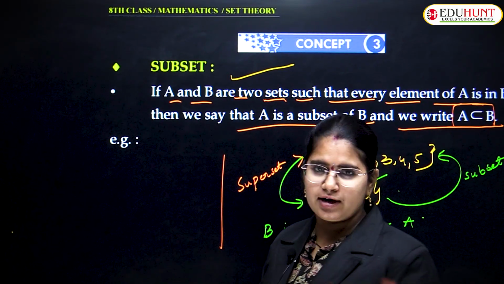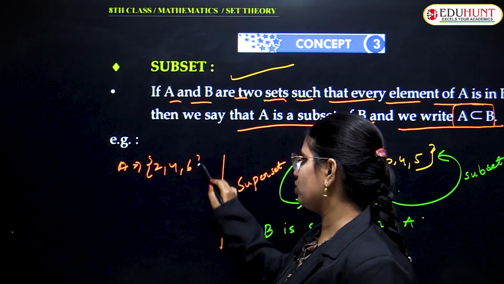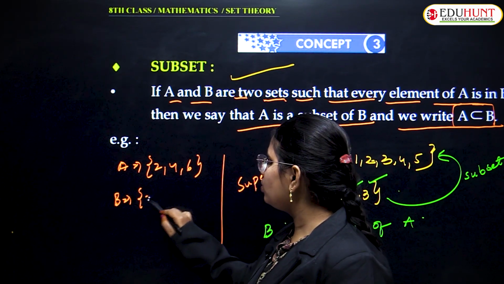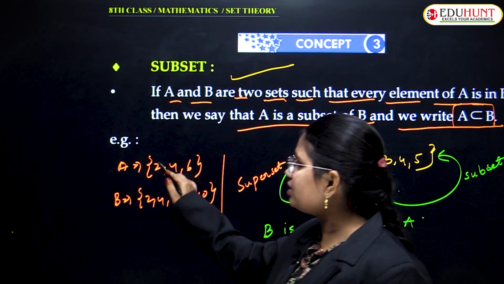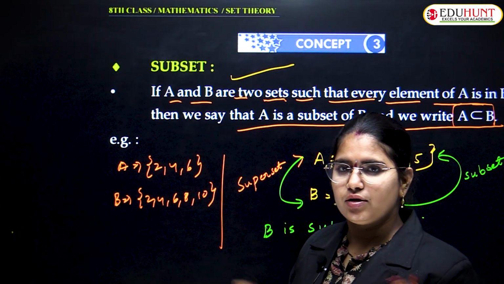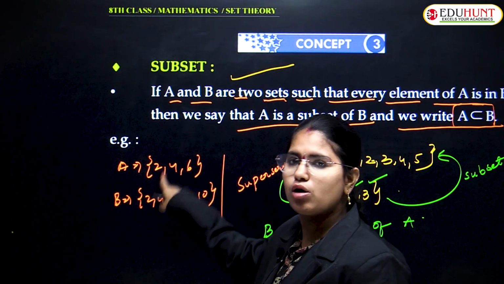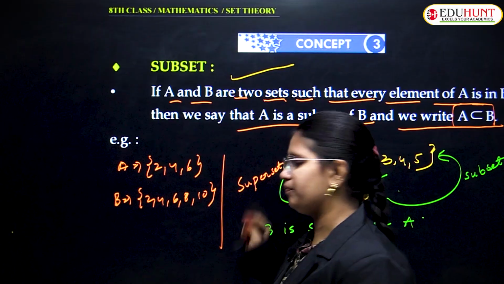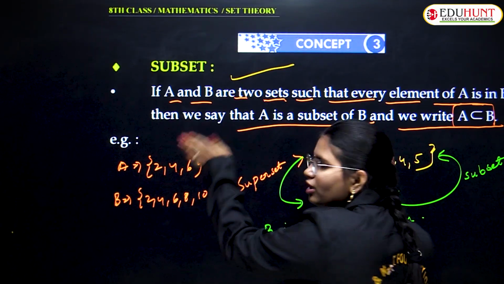So let me take another example. A is equal to {2, 4, 6} and B is equal to {2, 4, 6, 8, 10}. So all elements of A are in B, correct? This time I have given an example like A is equal to {2, 4, 6}, B is equal to {2, 4, 6, 8, 10}. Are all the elements of A visible in B or not?